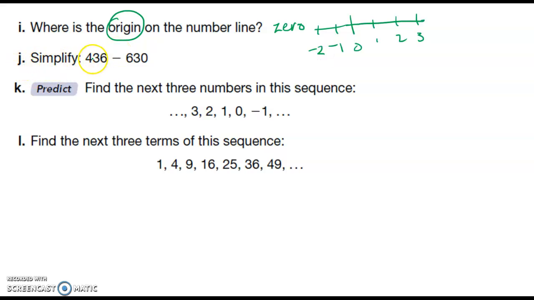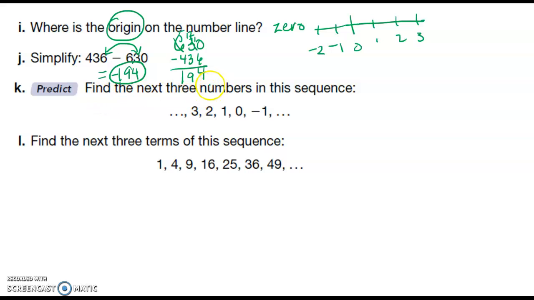J says simplify 436 minus 630. Now what we know is that we can do 630 minus 436, which is actually flipping the order. And let's see, I get 4, that's 5, that's 12, that's 9, so I get 194, but since I flipped the order, if I go back to this, it's going to be the negative or opposite. Okay.